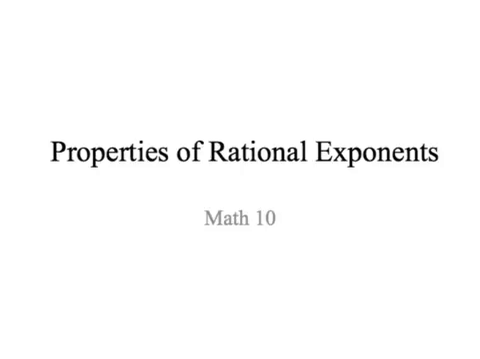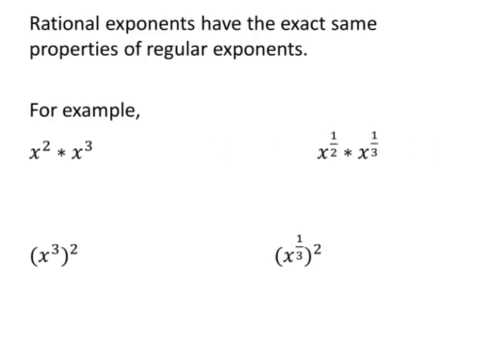Moving on to properties of rational exponents. Rational exponents have the exact same properties as regular exponents. So instead of adding integers or whole numbers together, we want to add fractions. Problems we had before would be like x squared times x to the third. So you do x to the 2 plus 3, which would give you x to the fifth.